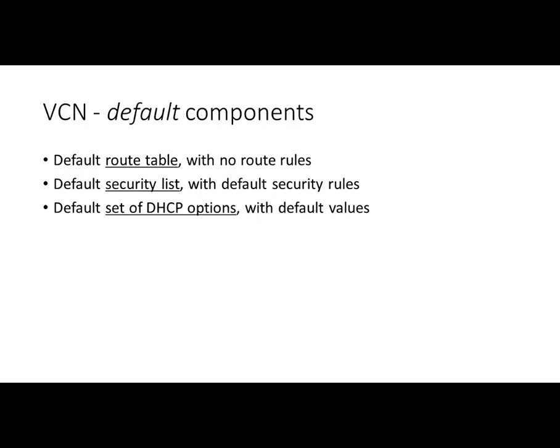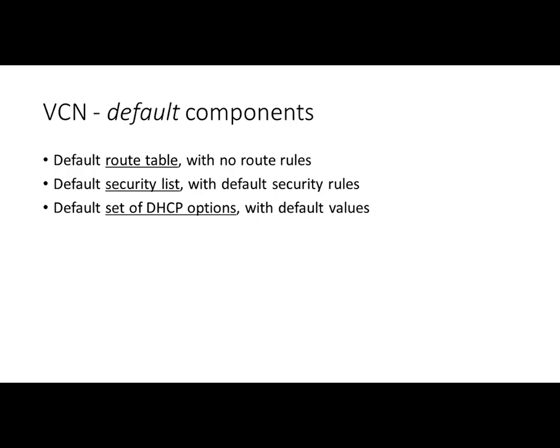But as default components that come with your VCN, there is a default route table with no route rules, then the default security list with default security rules, and then the default set of DHCP options with default values. So these are the default components. You can't delete these components, but you can change their contents; you can change the configuration and security list rules in the default security list.